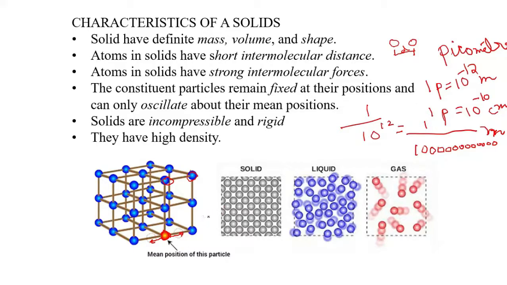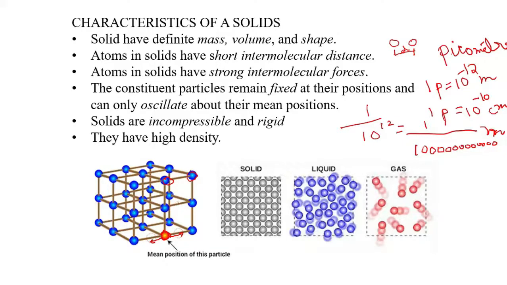Next point: solids are incompressible and rigid. Atoms are arranged in a regular geometrical pattern. There is a regular ordered arrangement of atoms. That is why they are incompressible and very rigid.